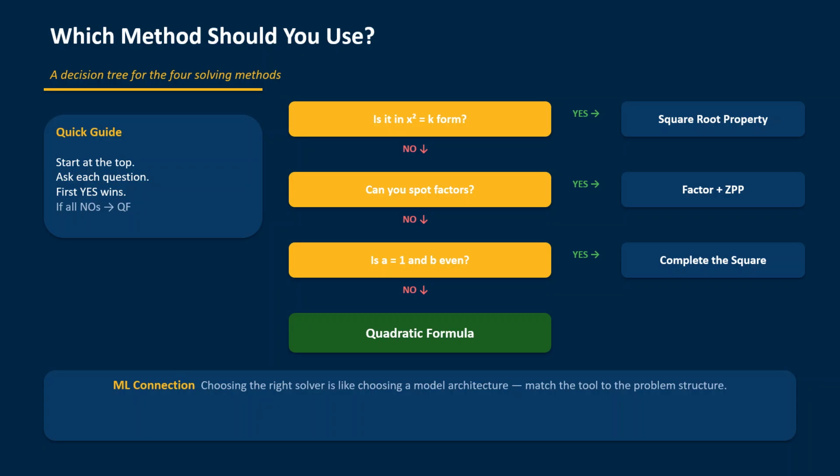It always works. The bottom line is that the quadratic formula is your reliable fallback for every case, but the other methods are faster when their conditions are satisfied.